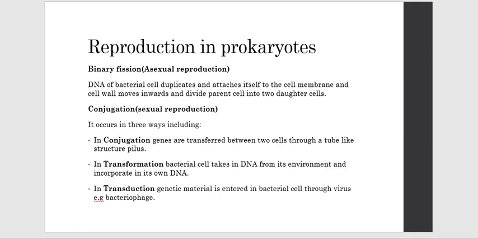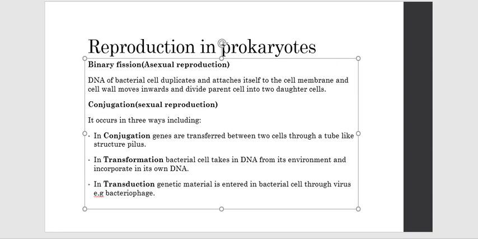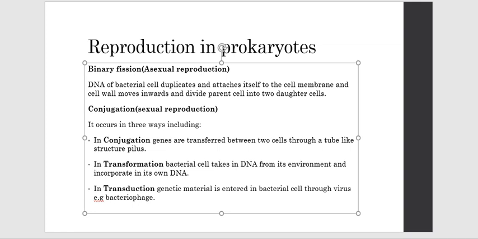How does reproduction occur in prokaryotes? It can be through asexual reproduction or through sexual reproduction. Asexual reproduction is through binary fission, in which the DNA of the bacterial cell duplicates and attaches itself to the cell membrane, and the cell membrane invaginates from its sides and divides the parent cell into two daughter cells. It is simple.